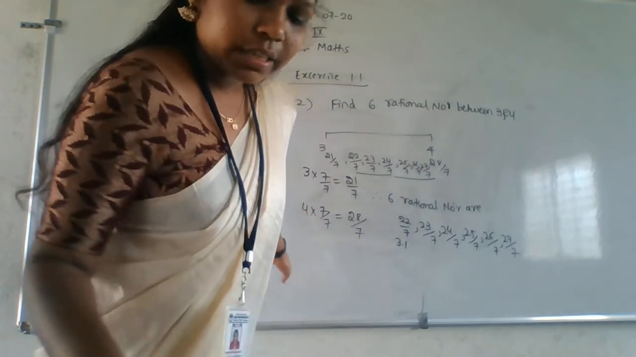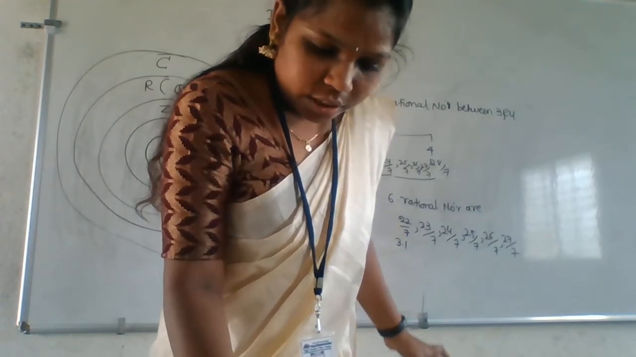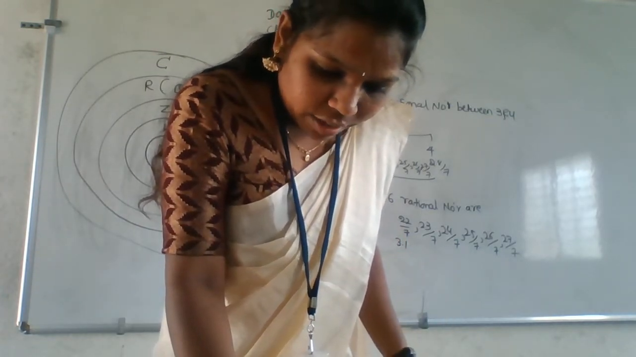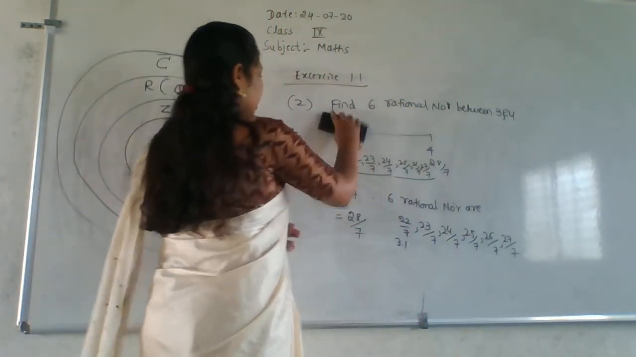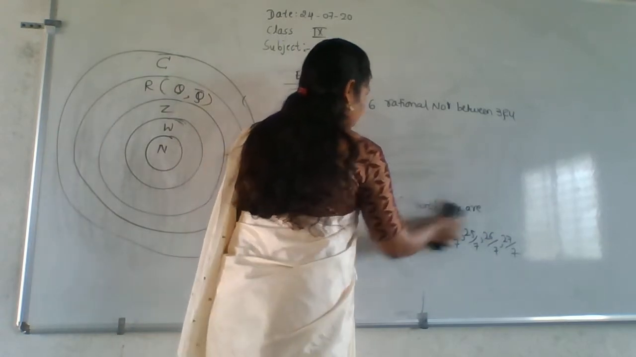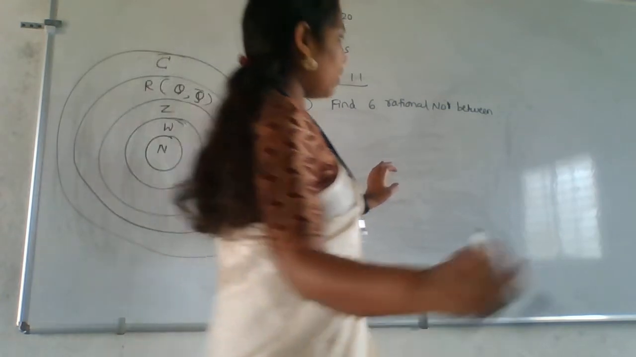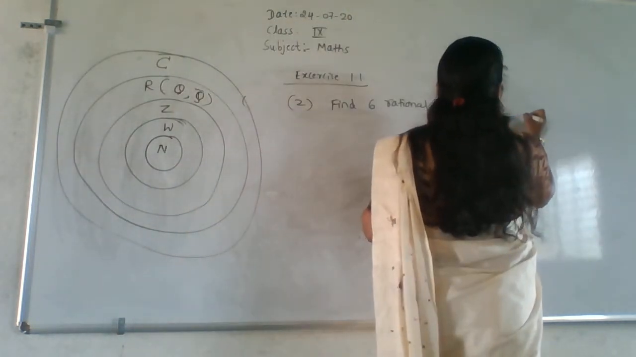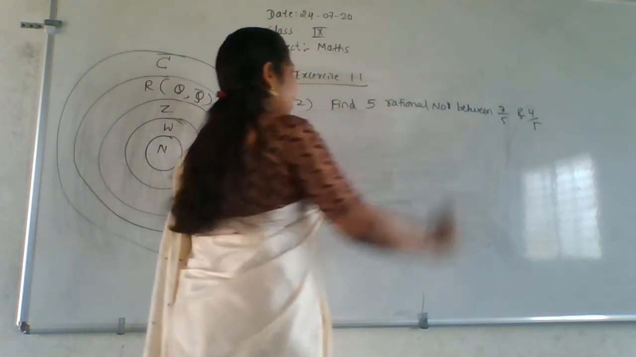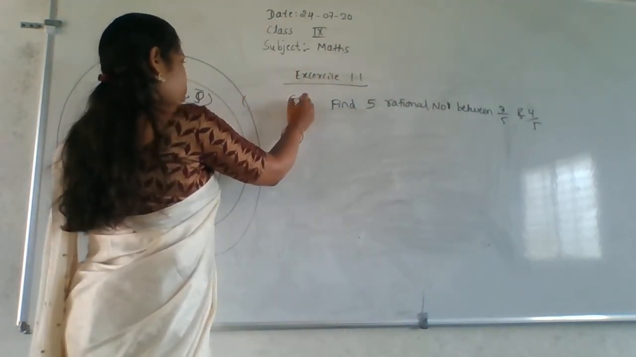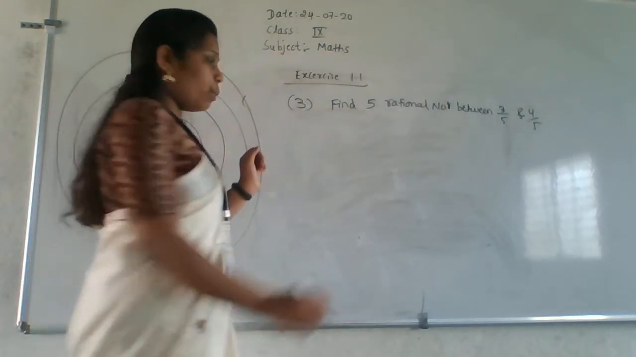Okay, next we'll move on to the next question. The third question: find 5 rational numbers between 3 by 5 and 4 by 5. See here, this is 3 by 5 and 4 by 5. We have to find 5 rational numbers between 3 by 5 and 4 by 5.